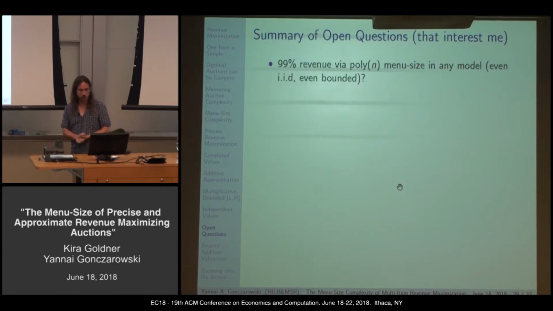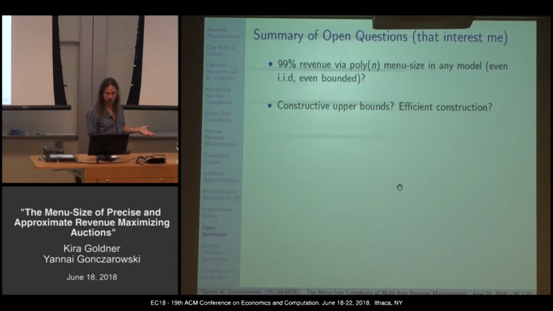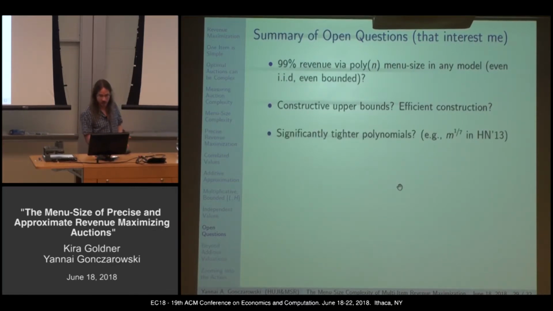So, a summary of open questions that interest me. 99% of the revenue, that's the last time you're going to hear this in this talk, 99% of the revenue via poly menu size in any model, even IID, even bounded. Constructive upper bounds, don't start with the optimal menu and discretize it. Maybe even efficient construction. Significantly tighter polynomials for some of the results. For example, the m to the 1/7 in Hart and Nisan that we mentioned.